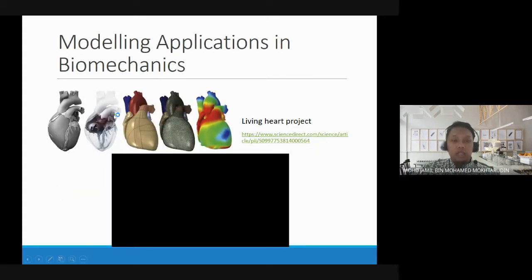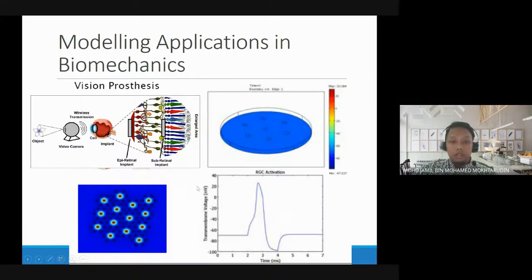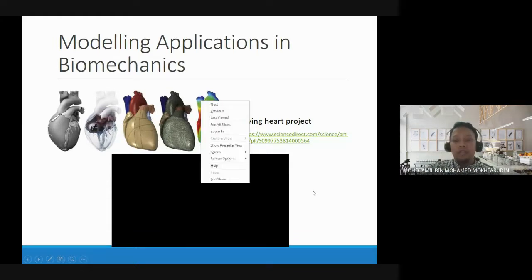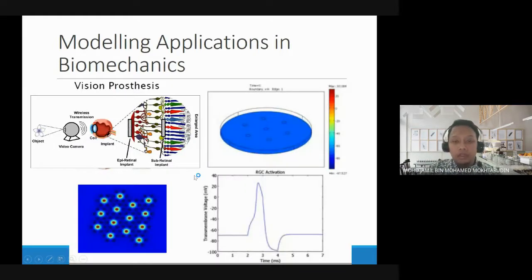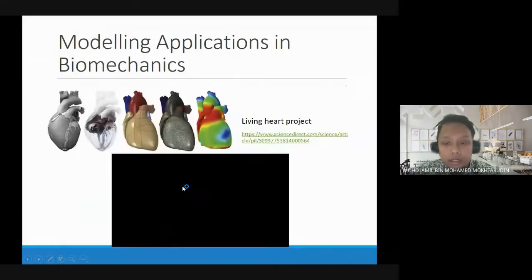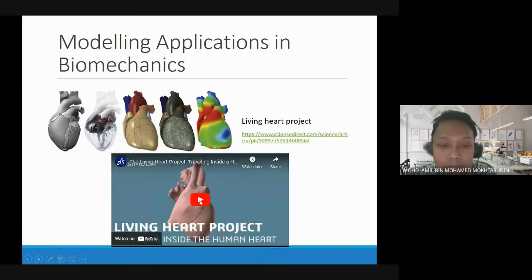Okay, so this is an example of a modeling of our heart. Tak boleh beli. Boleh beli tak? Okay, so I think later on you can buka this slide and play the video. Okay. Boleh. Okay.